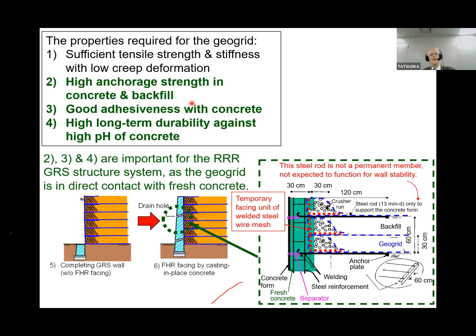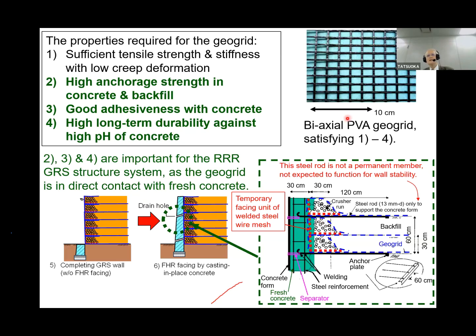So the properties required for the grid are, first, sufficient tensile strength and stiffness with low creep deformation. The second is a high anchorage strength in concrete and backfill. Third is a good adhesiveness with concrete. Fourth, this is important, high long-term durability against high pH of concrete. Items 2, 3, 4 are important for the GRS structure system. The grid is in direct contact with fresh concrete, like this. So this is a typical one, a biaxial PVA grid, satisfying all these requirements, 1, 2, 3, 4.